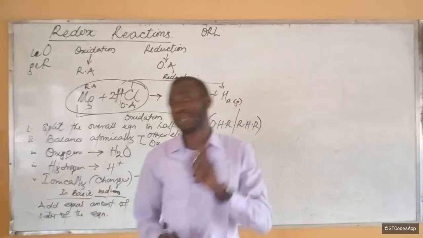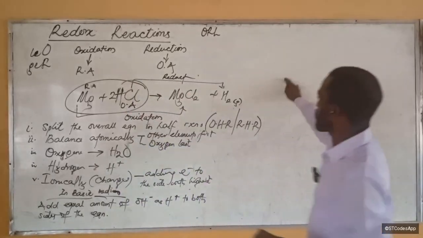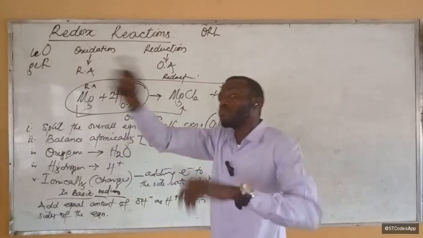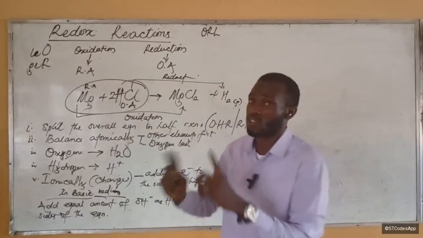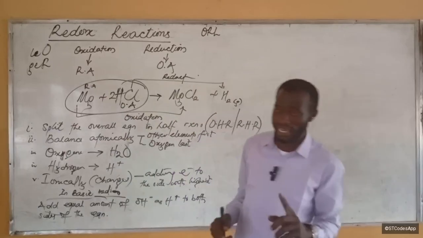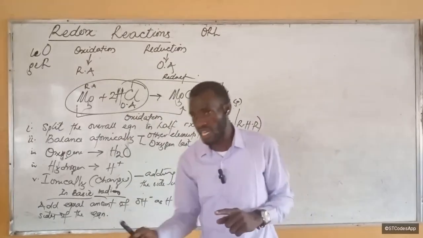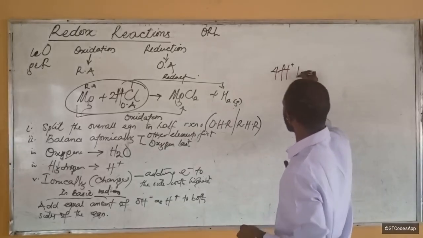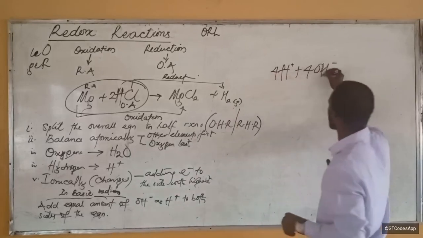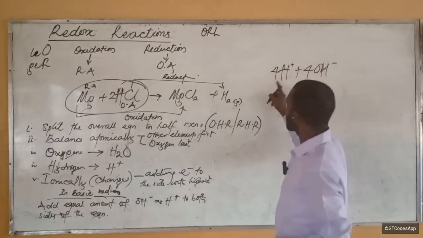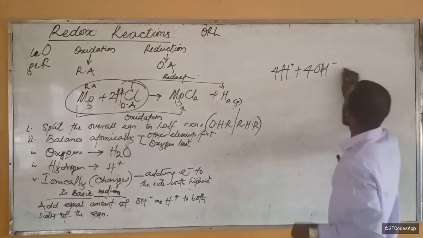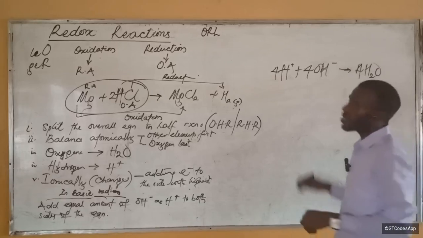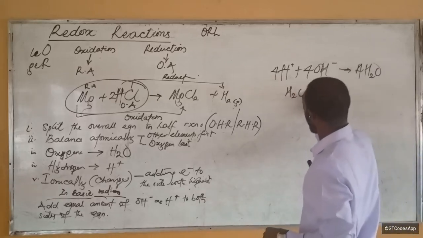So, to balance in a basic medium, if I have 4 H plus, for example, you should add 4 OH minus to both sides. You must not add to just one side. Add it to both sides so that your equation will be balanced. So where you had H plus before, by the time you add 4 OH minus, because you must add the same number, what you will get is 4 water too. Because if I break down water, what will I have?